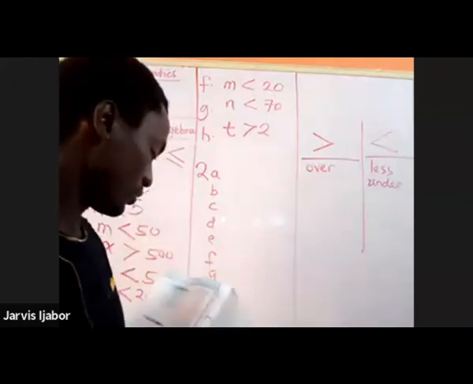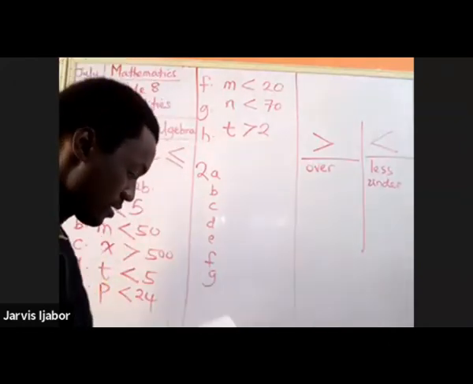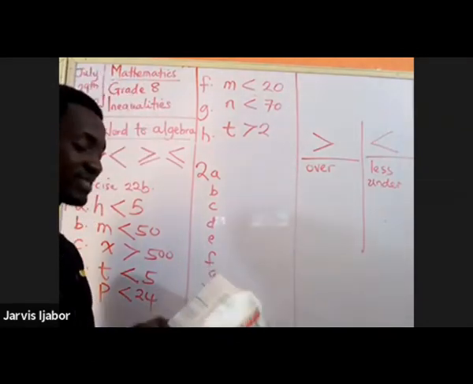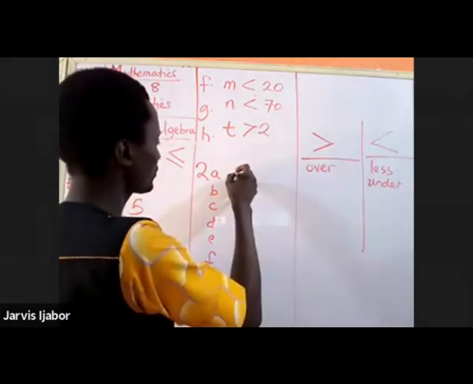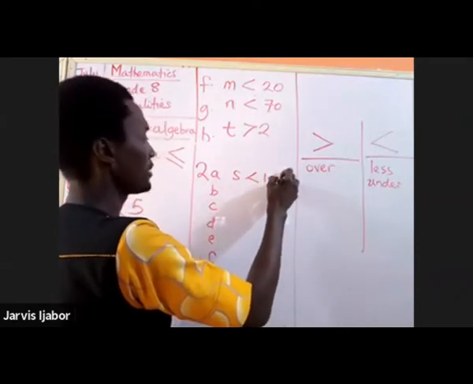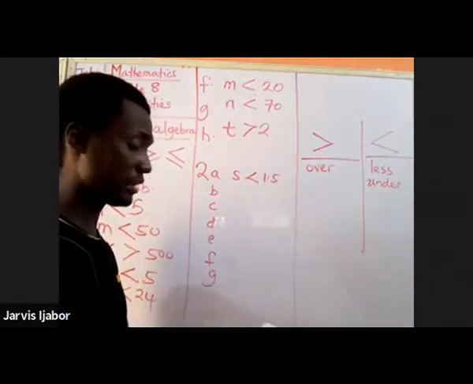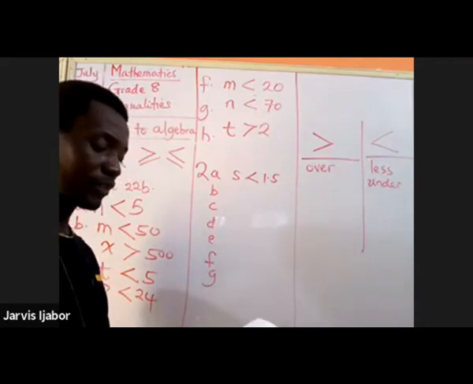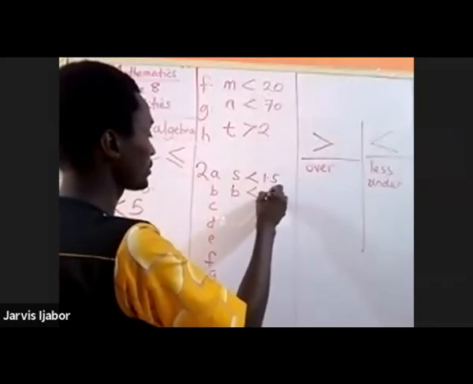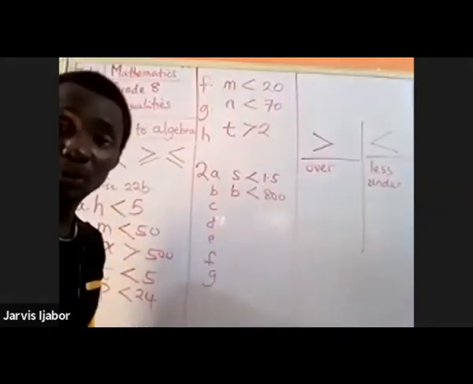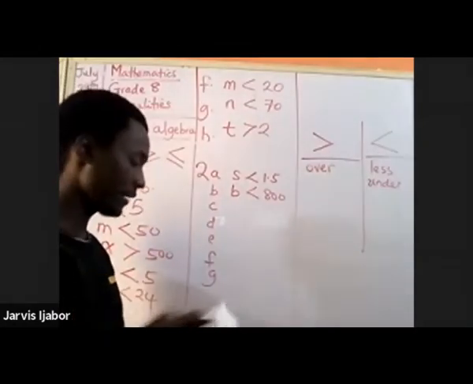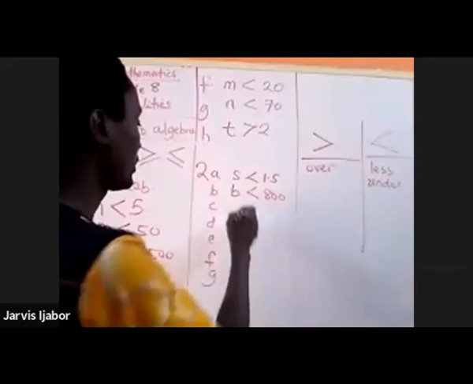Now let's go to question 2. A student is less than 1.5. So student S is less than 1.5 meters. You can put the meters, you may not put the meter, it doesn't really matter. The capacity of the bottle is less than 800. Bottle B less than what? 800. You can put liters there, you can decide not to put liters, it doesn't really matter. What we want to check is the idea. The book costs more than.